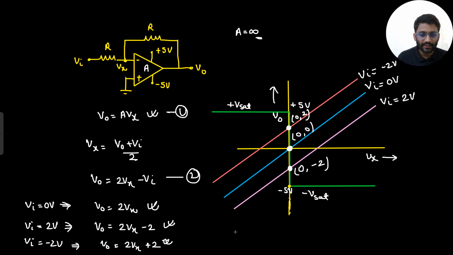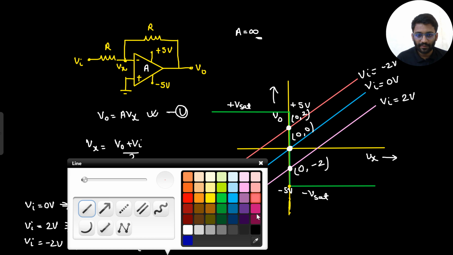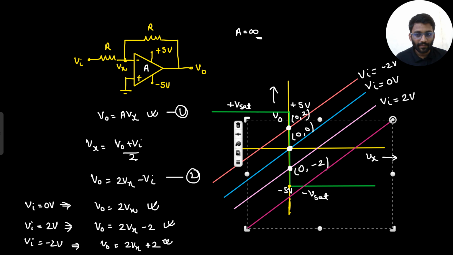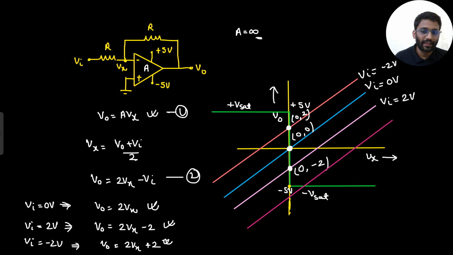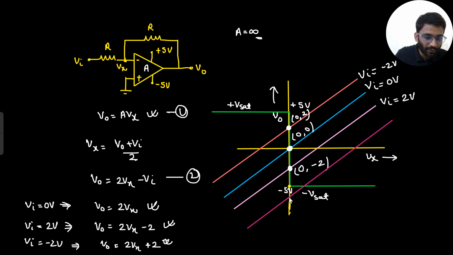So the graph will go something like this, because it will cut below it, because from here we can see what is our equation, 2Vx minus 6. That means it will cut the y-axis at minus 6 volt. So minus 6 volt will be somewhere here.